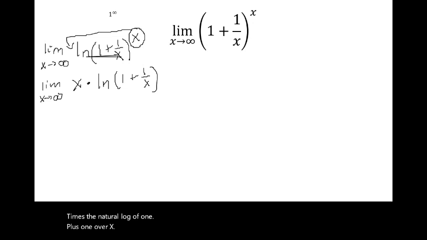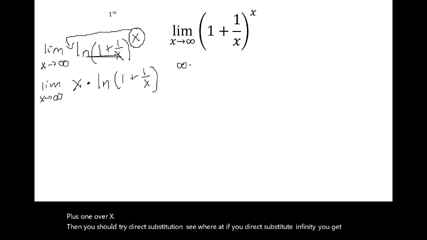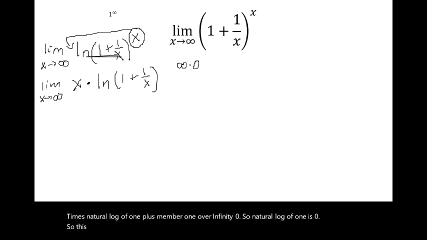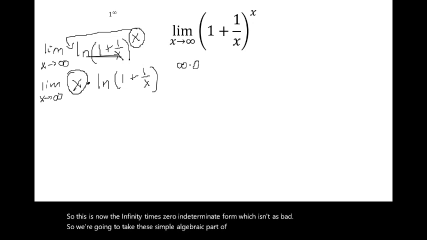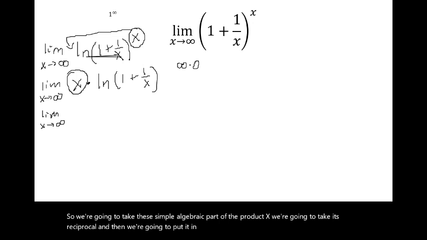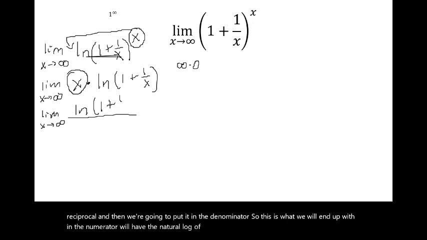Then you should try direct substitution, see where you're at. So if you direct substitute infinity, you get infinity times the natural log of 1 plus, remember 1 over infinity is 0, so the natural log of 1 is 0. So this is now the infinity times 0 indeterminate form, which isn't as bad. So we're going to take the simple algebraic part of the product, x. We're going to take its reciprocal, and then we are going to put it in the denominator. So this is what we will end up with. In the numerator, we'll have the natural log of 1 plus 1 over x. And then in the denominator, we will have 1 over x.